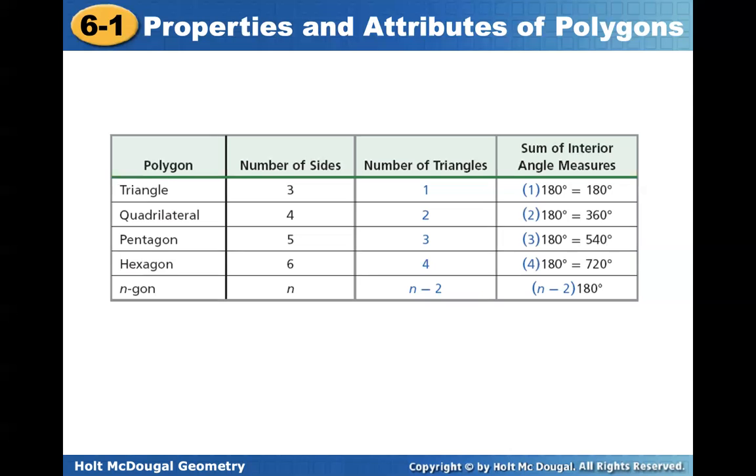3, 1; 4, 2; 5, 3; 6, 4. It just keeps going. If you have a 20-sided figure, it would be 20 minus 2, which is 18. And then you'd take 18 times 180, and that would give you how many degrees there should be in a 20-sided figure's interior angles. That's why, whether it's the n-gon or the 15-gon or 20-gon or 30-gon, it's important to know that we have 2 less triangles than we have sides. So, questions on that one?